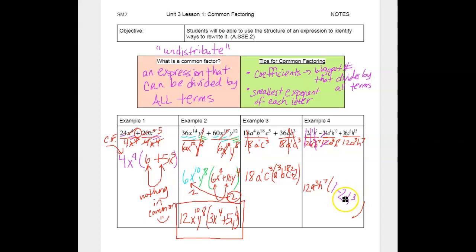I didn't write the 1 on the A. It's not wrong if you do. You just don't need it. And then 12 divides by 36. Take out 3 A's and take out 7 H's. And I'm close to my parenthesis. And I look, I have 1, 2, 3, no A's, no H's, so nothing in common. So I did it probably correct.